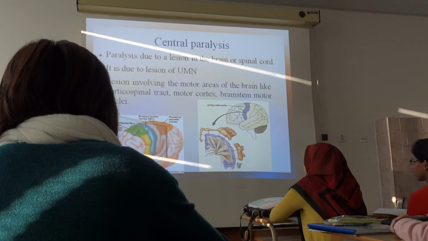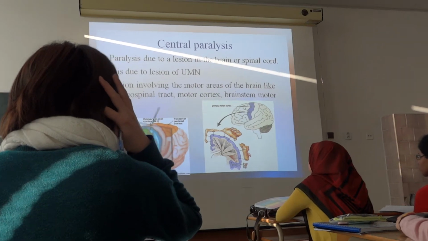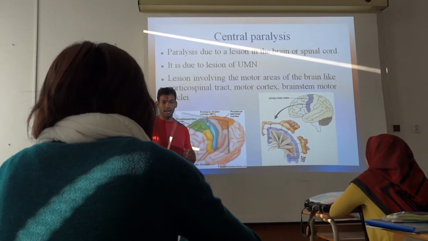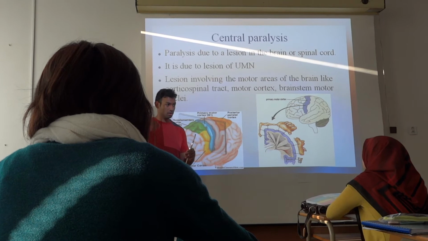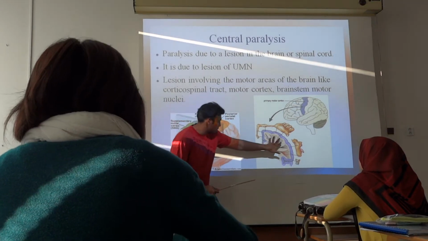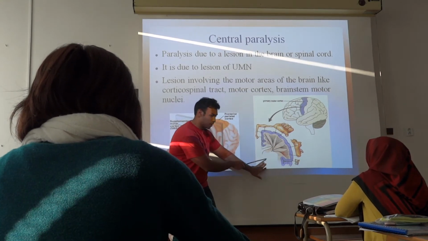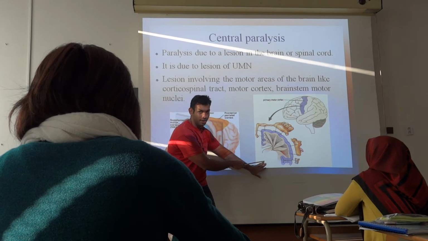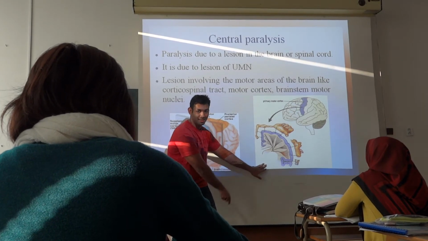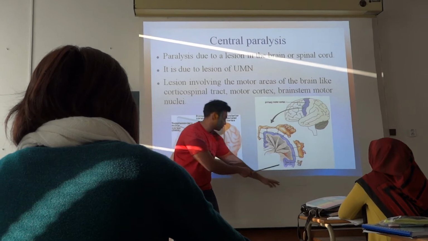So a lesion involving the motor cortex, the corticospinal tract, which Tenny will talk to you about. The corticospinal tract exists in the spinal cord and also in the brain. This is the corticospinal tract. It starts from the motor cortex, goes down, and there's something important that happens down here. What's that? Before it goes to the spinal cord. Yeah, they decussate. They cross. That's important to know.